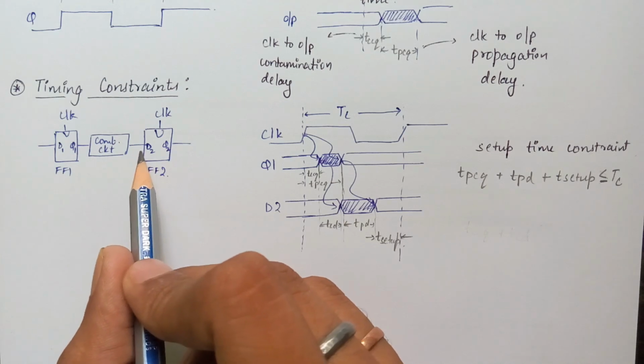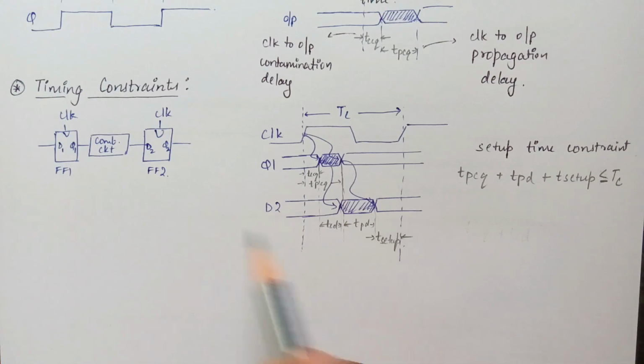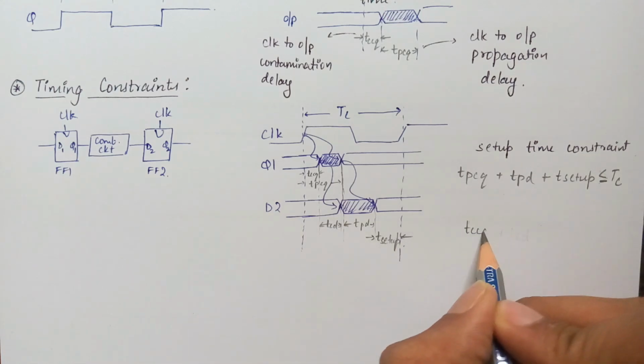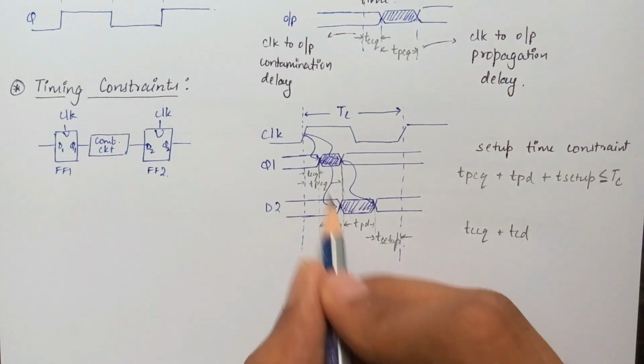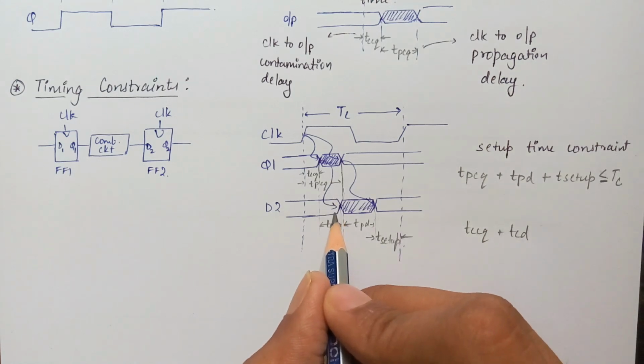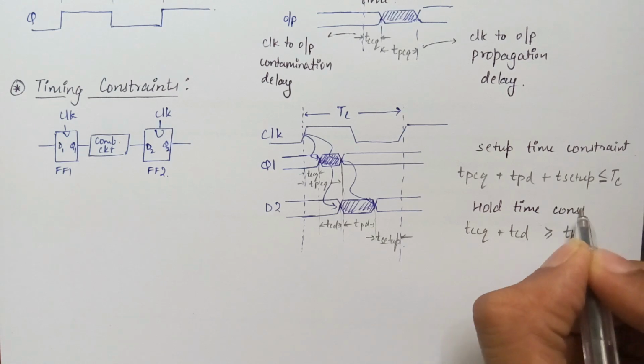Also, the input of flip-flop 2, D2, must be stable for at least the hold time after the clock edge. So, the sum of the contamination delays, TCCQ plus the contamination delay of the combinational circuit, must be greater than the hold time. This equation is called the hold time constraint or minimum delay constraint.